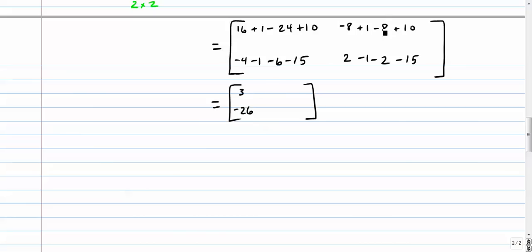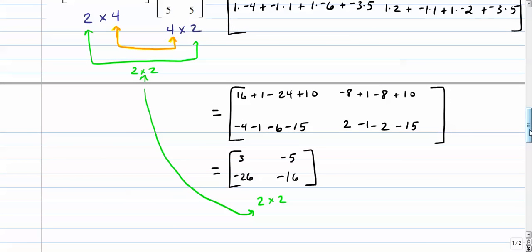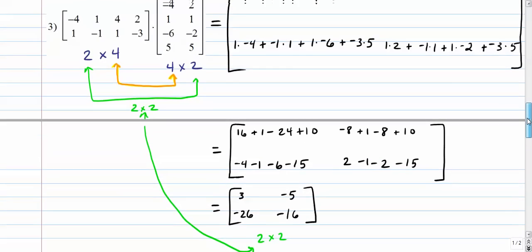-7 minus 8 is -15. -15 plus 10 is -5. 2 minus 1 is 1. 1 minus 2 is -1. So -16. And that is your answer. Again, it is a 2x2, which is what we wanted it to be. If you look all the way up here, that was our goal. That was the size of the product matrix. So I hope that helped.